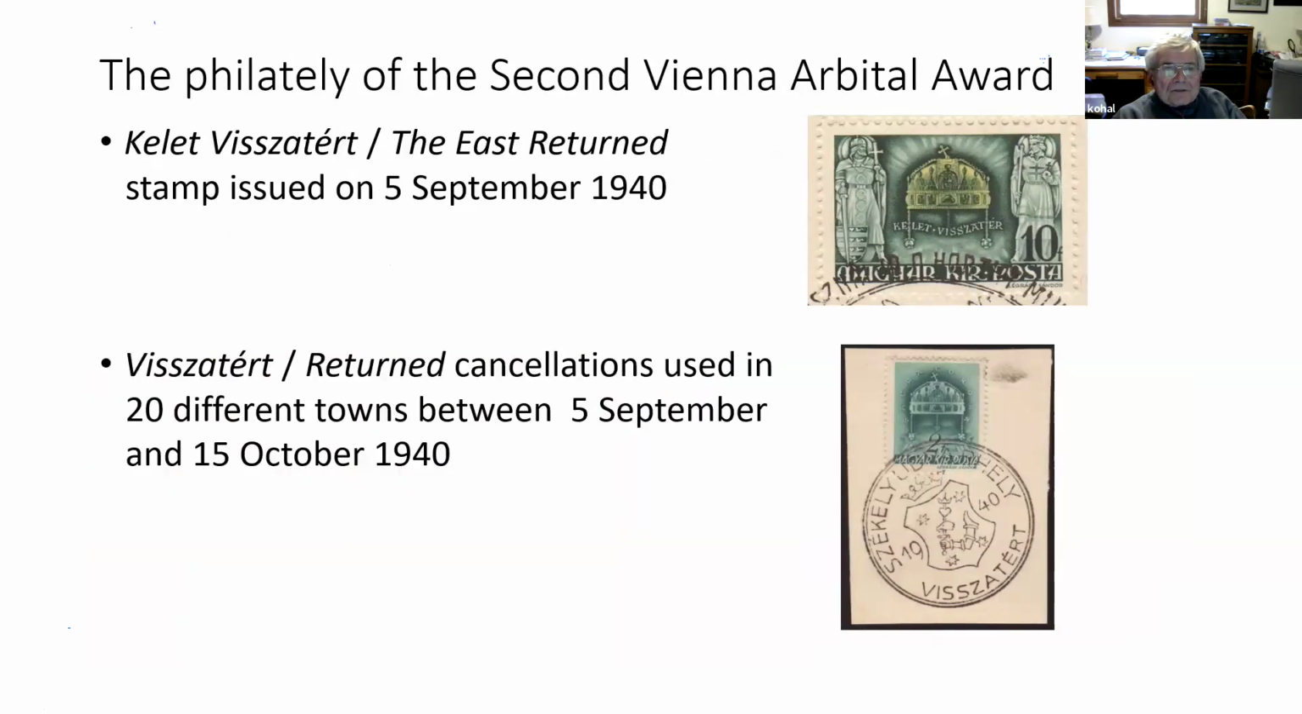The philately of the Second Vienna Arbitral Award is very similar to the philately of the First Arbitral Award. It had a stamp issued on 5 September, and visa-tiered cancellations were used in 20 different towns between September 5th and October 15th.